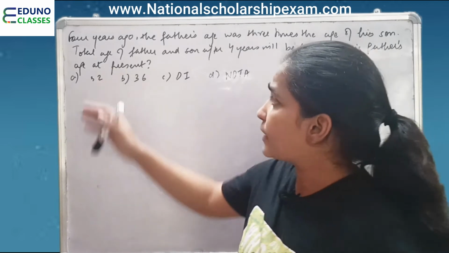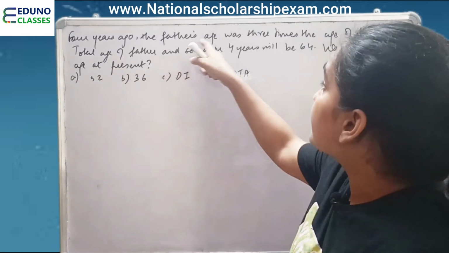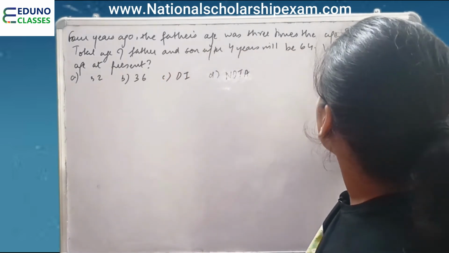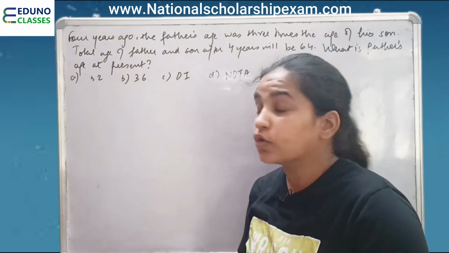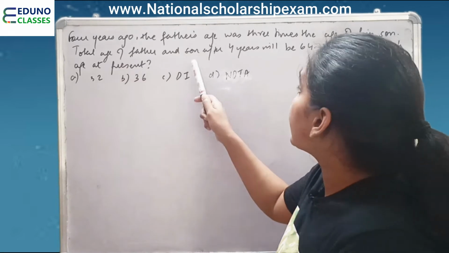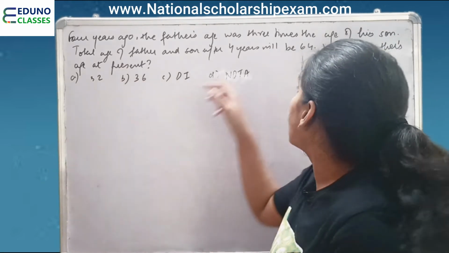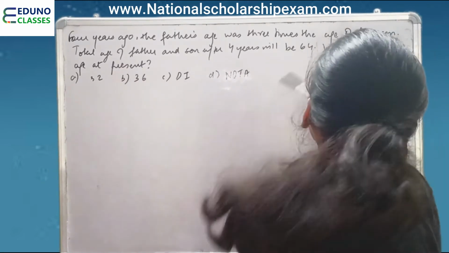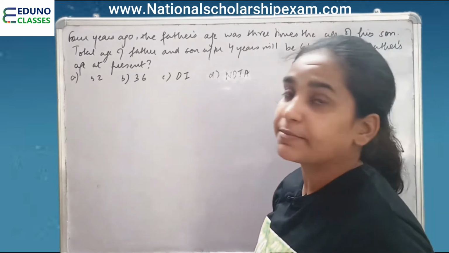Let us read this question. 4 years ago, the father's age was 3 times the age of his son, and the total age of father and son after 4 years will be 64. What is the father's age at present?